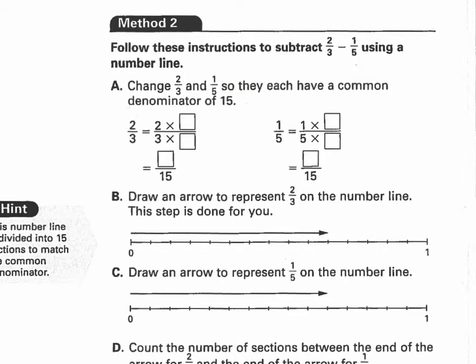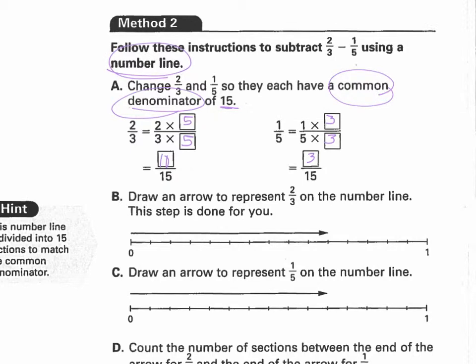For method 2, we are going to subtract 2/3 and 1/5, and this time we are going to use a number line. Again, we have to change 2/3 and 1/5 so they have a common denominator. That common denominator is 15. To get 15, we multiply by 5. Do the same to the numerator. It becomes 10/15. To change 5 to 15, we multiply by 3. Same to the numerator, it becomes 3/15.